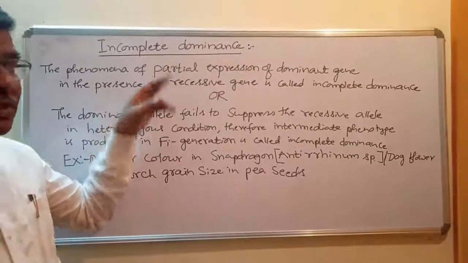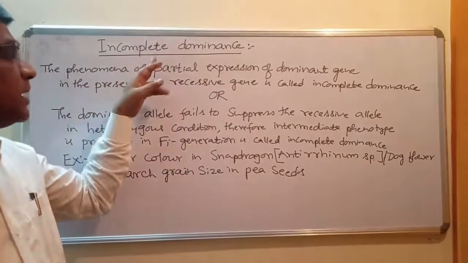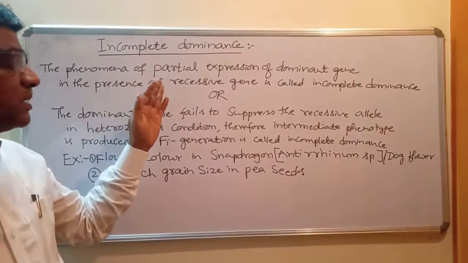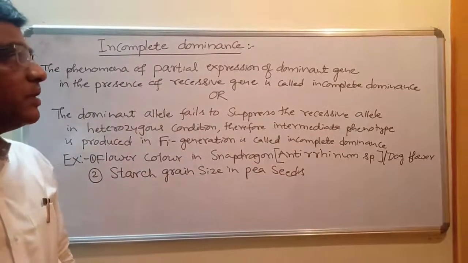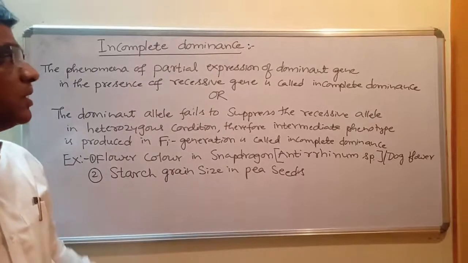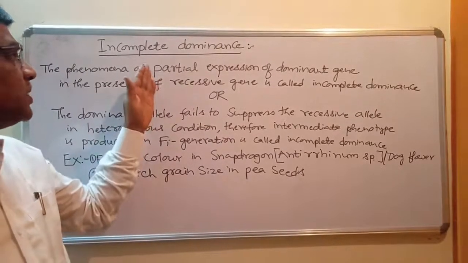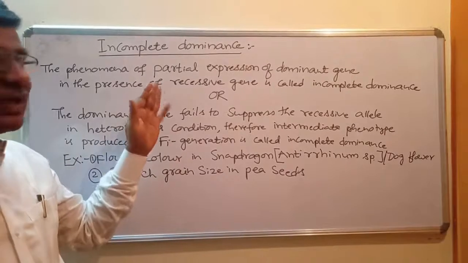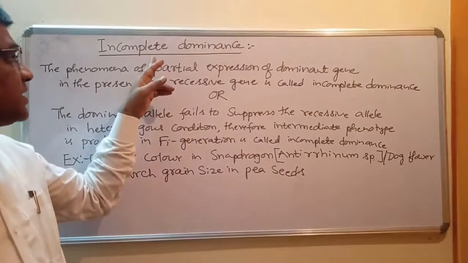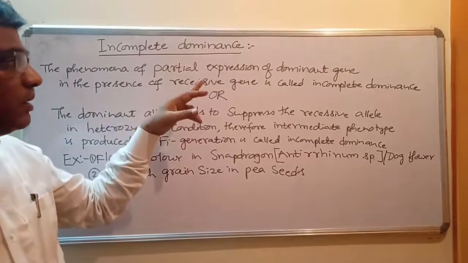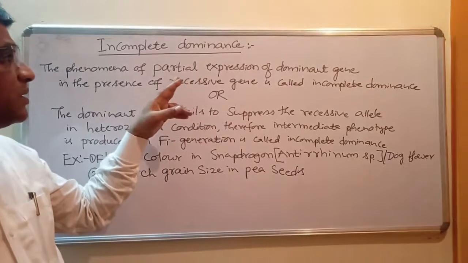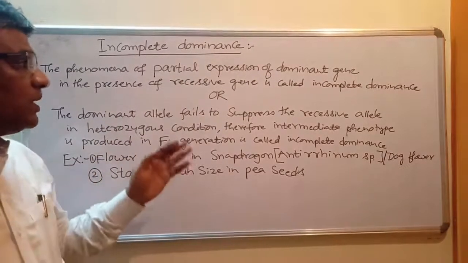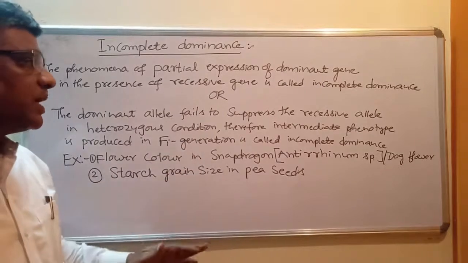The next concept in genetics is incomplete dominance. Incomplete dominance was observed by other scientists based on Mendel's principles. This concept is a slight deviation from Mendel's principles. Mendel explained that when two alleles are present, one allele is completely dominant over the other allele.